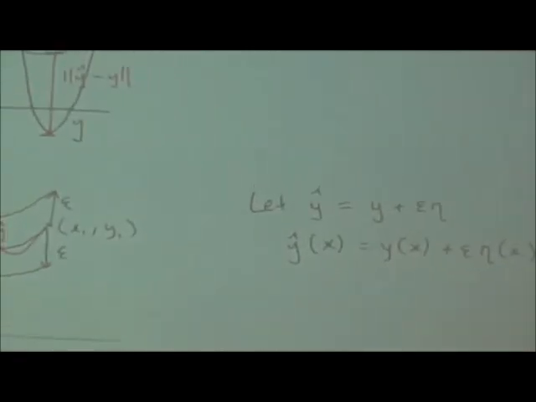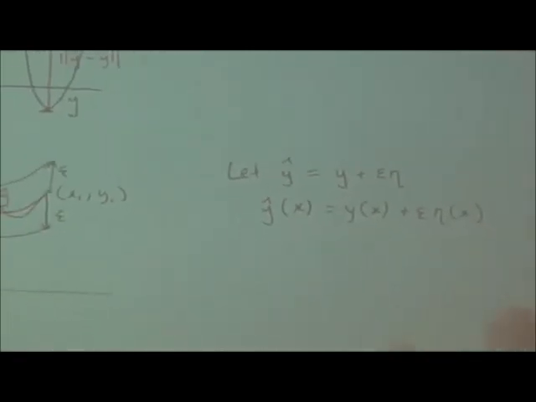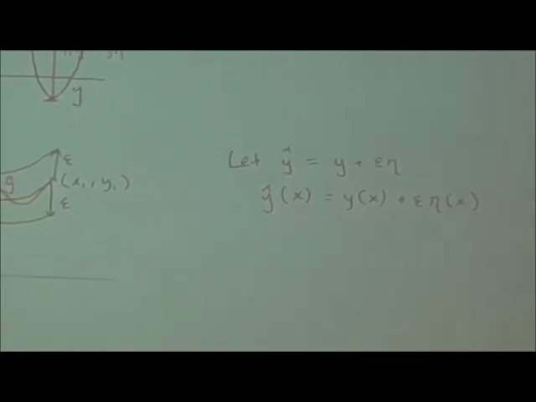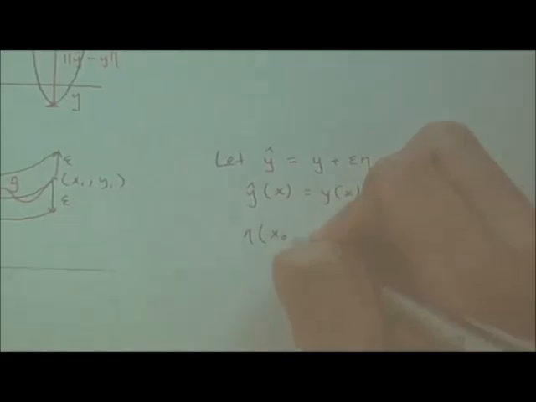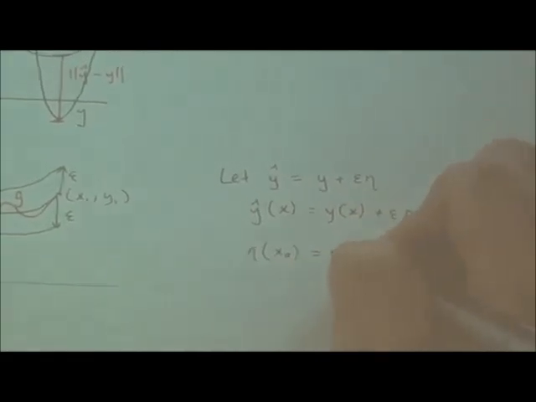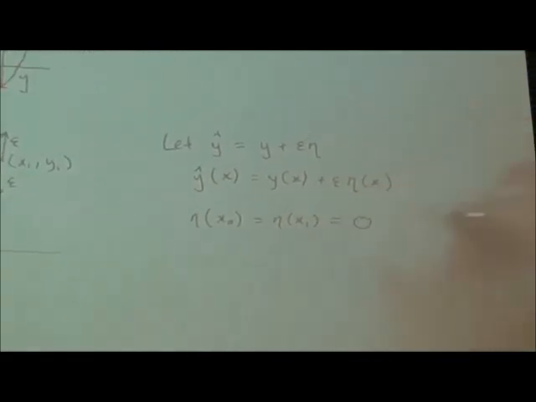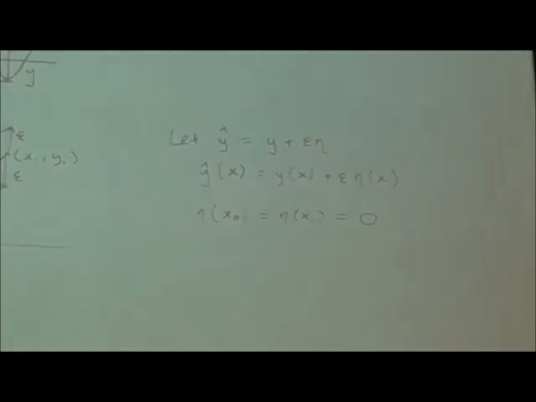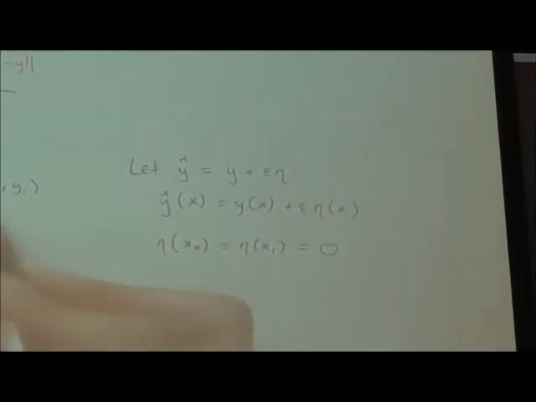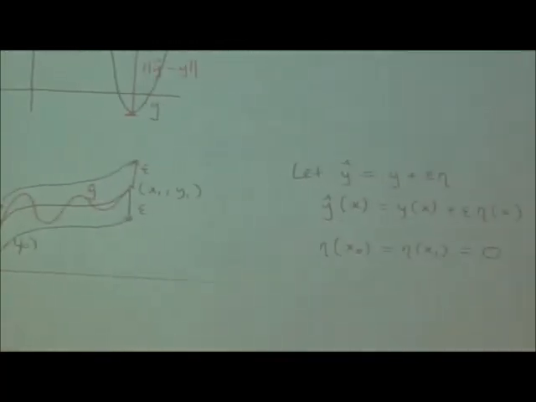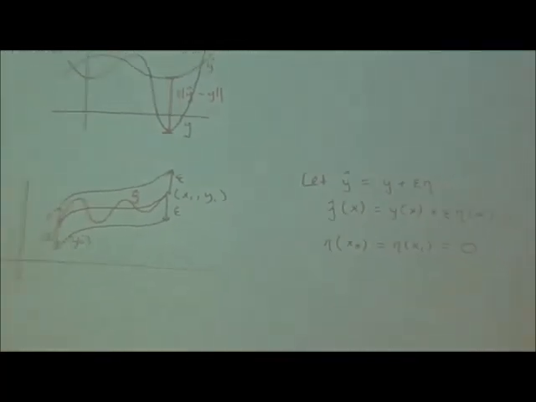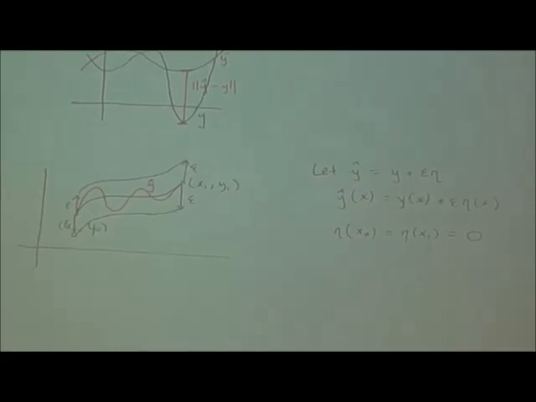Since we're considering fixed endpoints, y hat and y have to have the same endpoints. So eta of x0 is going to equal eta of x1, and that is going to be equal to 0, because we have no variation of y at the endpoints. Now, remember, we want to consider what happens when J of y hat minus J of y does not change sign.